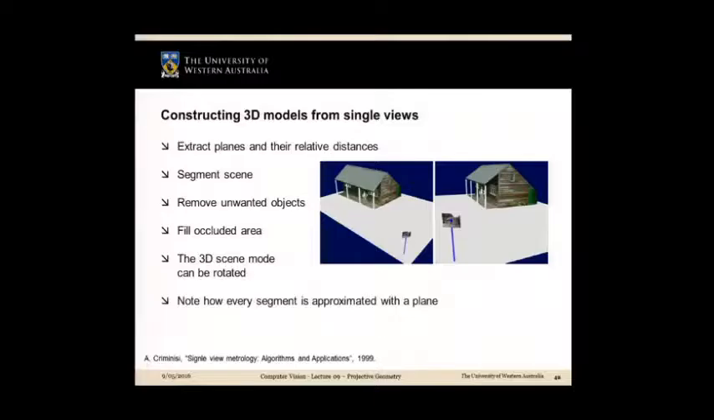You segment the scene. You remove unwanted objects from the scene, let's say objects that are occluding, that are a bit complex. You remove those objects, and then you fill the occluded area. Let's say you have pillars in that building. If you capture an image, any part behind that pillar will not be visible, but you can always fill in that information. And once we have a 3D scene, you can always rotate it. But the important thing here is you need planes. You need planes for creating a 3D model.